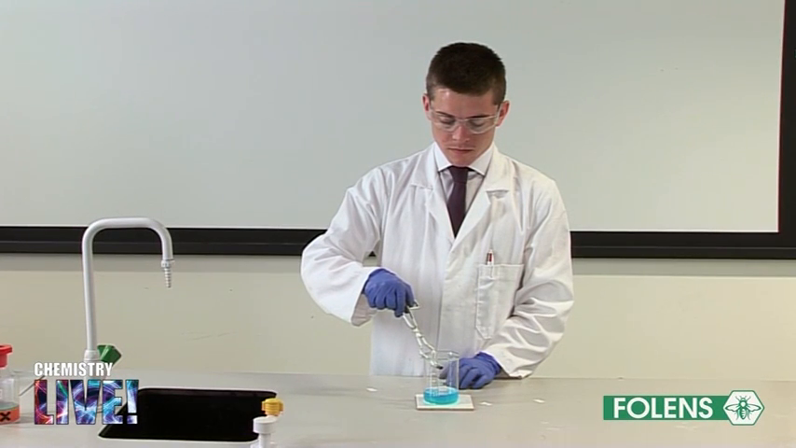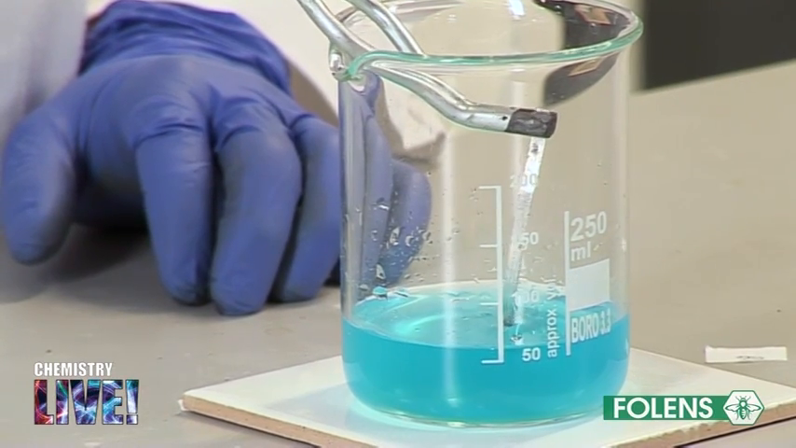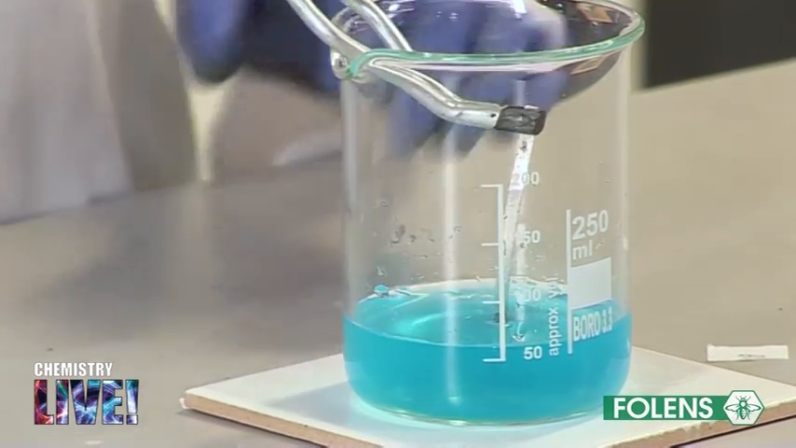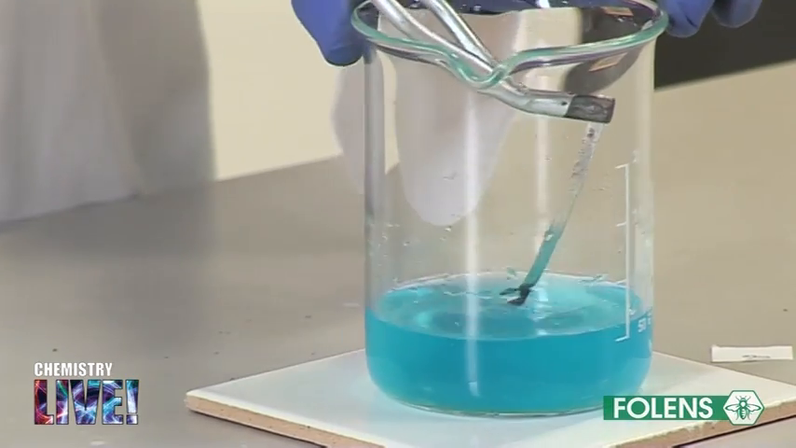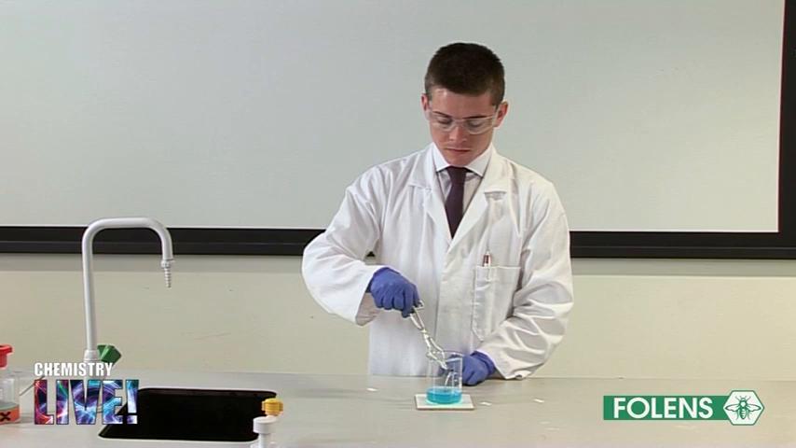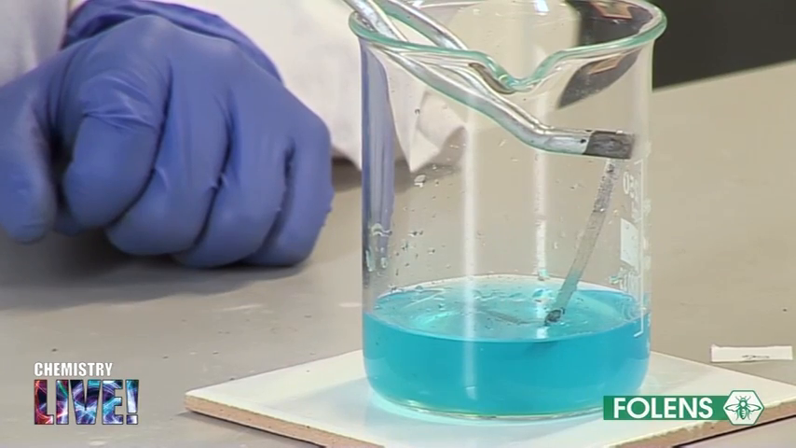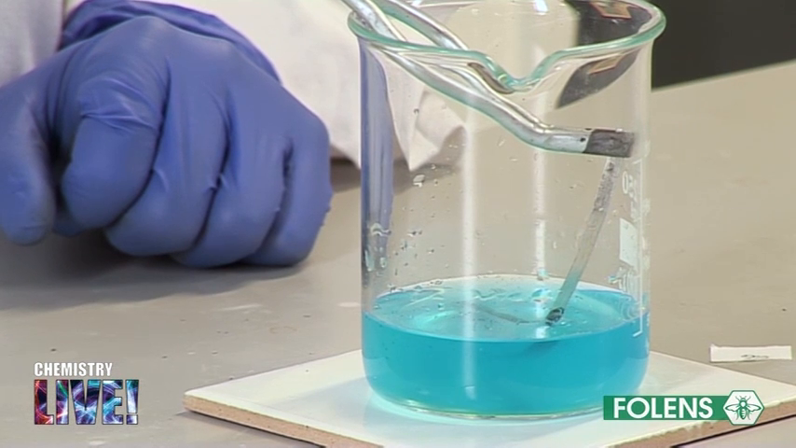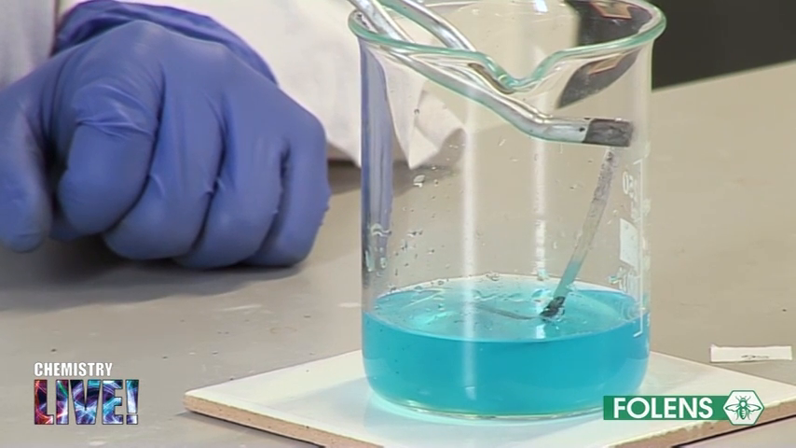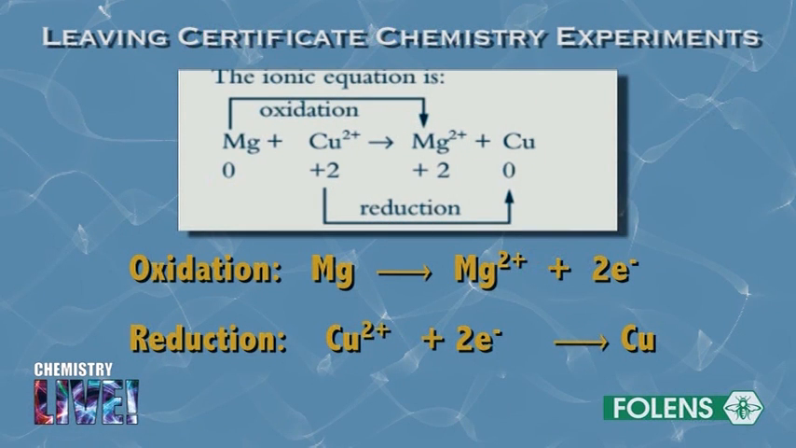Another example that demonstrates an oxidation-reduction reaction between metals is the reaction between magnesium metal and copper sulfate. Magnesium has a much greater tendency than copper to lose electrons, and forces the Cu2+ ions to accept electrons, as shown by the equations on the screen.